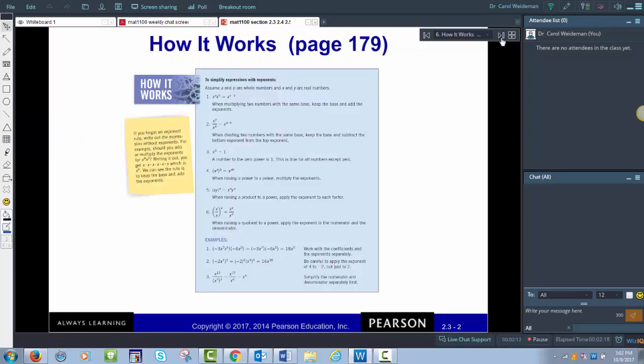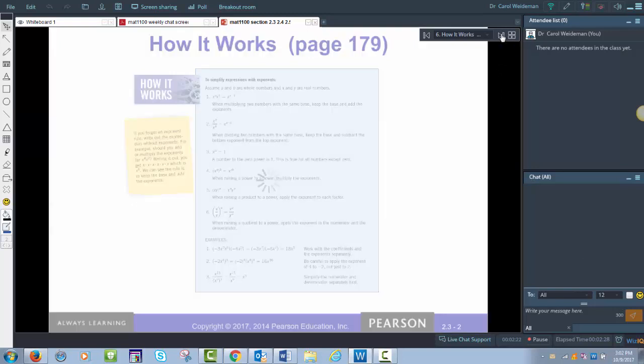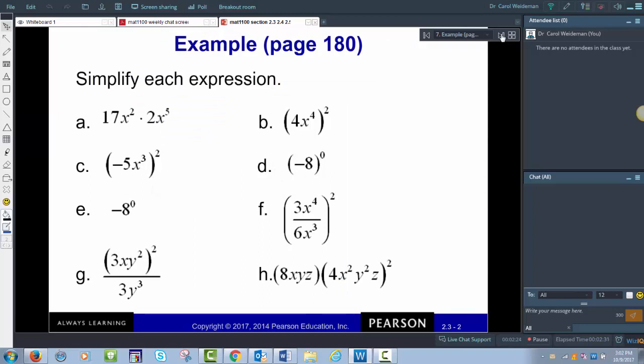If you look on page 179 in your book, it's a little small on the screen here, but the rules are there for working with exponents. There are 6 rules that your book gives, and you want to make sure you review those when you're working on the problems in this section. So here we go. Let's look at some problems.